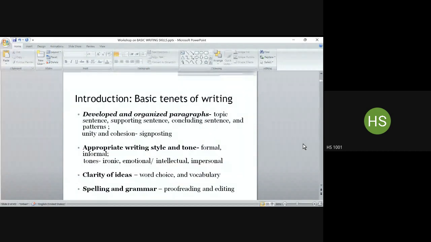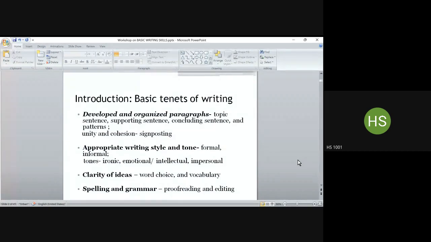But to begin with, just to introduce you to these things, these are a couple of things that you would find within the developed and organized paragraph part. Okay. Then what is next? The next thing that you see there is what? Appropriate writing style and tone. This is an essential part when it comes to writing.